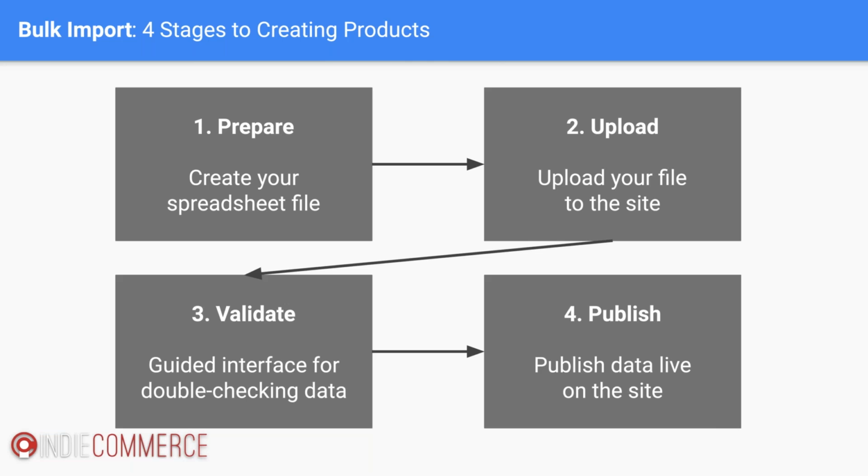So there are 4 stages involved in creating custom products through bulk upload. The first stage is preparation. That means compiling your spreadsheet file. As you're going to see in this demo, you will receive a template file. You'll be able to download a template file from your IndieCommerce site, and then you would need to fill in that template file using the data that you already have. Alternatively, if you have a spreadsheet already, you can potentially just change the headers on that spreadsheet to match the headers that you see in the template. That will work too. Once you have your spreadsheet prepared, you will upload it to your website.